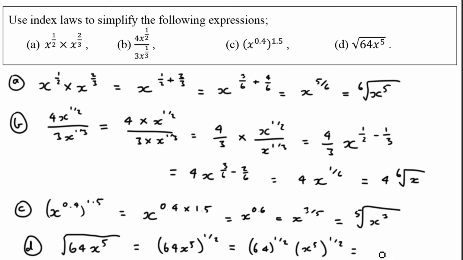Power of a half of 64, in other words the square root of 64, is 8. X to the 5 to the power of a half, all we can do is use our index laws to write that as x to the 5/2. Although of course we could choose to write that as the square root of x to the 5 if we preferred.